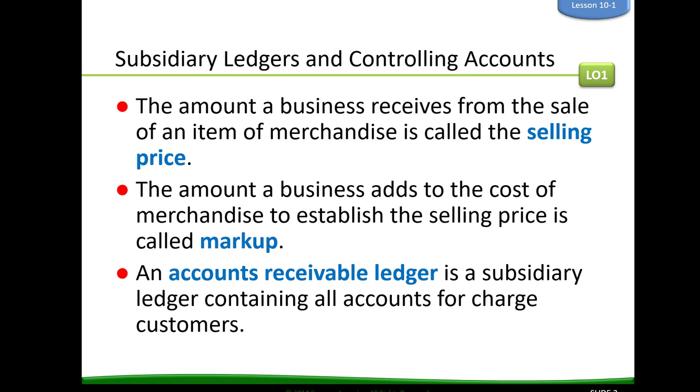We receive an item from a merchandiser, and the amount we receive is the selling price. There is a markup, which is the amount you set above what it costs you to either buy or make. And then the accounts receivable ledger is a subsidiary ledger that contains all the charges for customers. It's going to keep track of all the information for those in one single location.